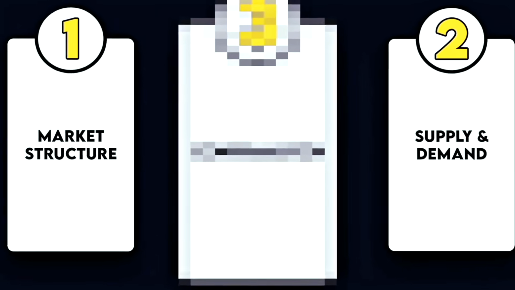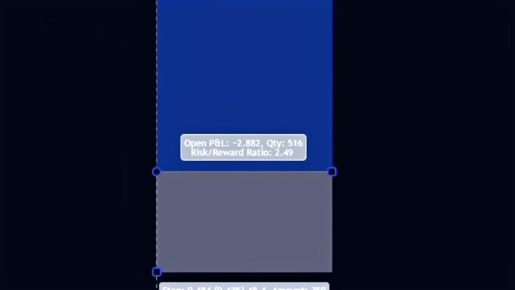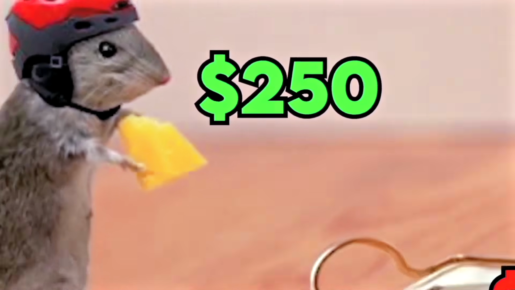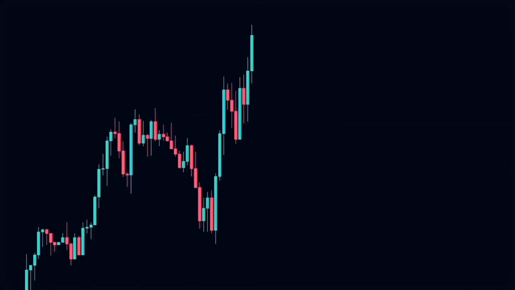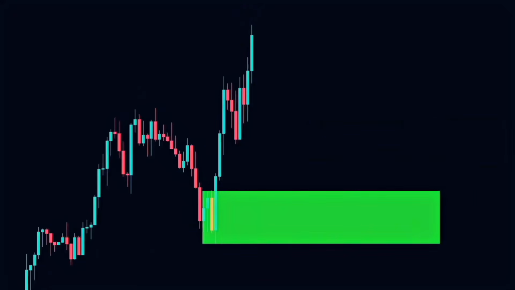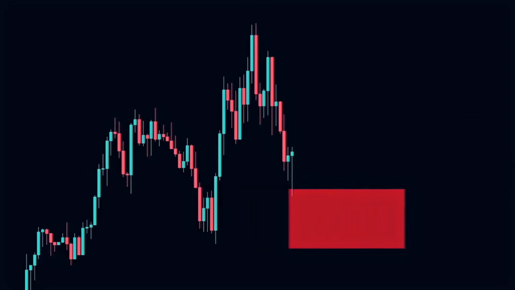Step 3. Risk to reward. Even if a trade checks all boxes, skip it if risk to reward is under 2.5 to 1. For every $100 you risk, you want $250 back. This rule skyrockets profitability. Let's find an example. Price makes higher highs and lows. Uptrend, so mark demand zones. Price consolidates, then shoots up. Mark the demand zone, wait for a retest, enter long, stop below the zone, take profit at recent highs.